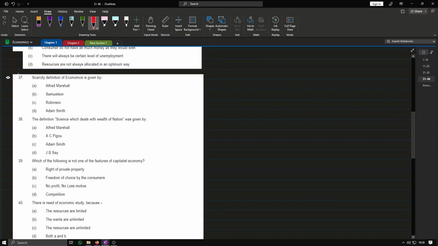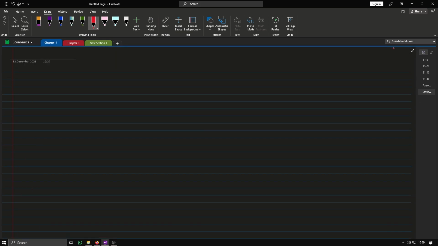So this is quite a different question actually. The scarcity definition is not given in the lesson. However, they have asked a question here. So let's first discuss what scarcity means before discussing who gave the definition of scarcity. So I'll write it down in a separate space. So do copy down. They might ask this. So first of all, what is scarcity? Scarcity means limited availability of resources, right?